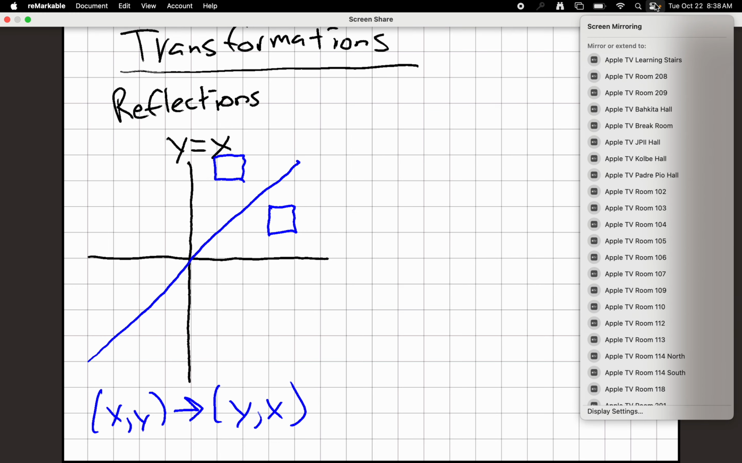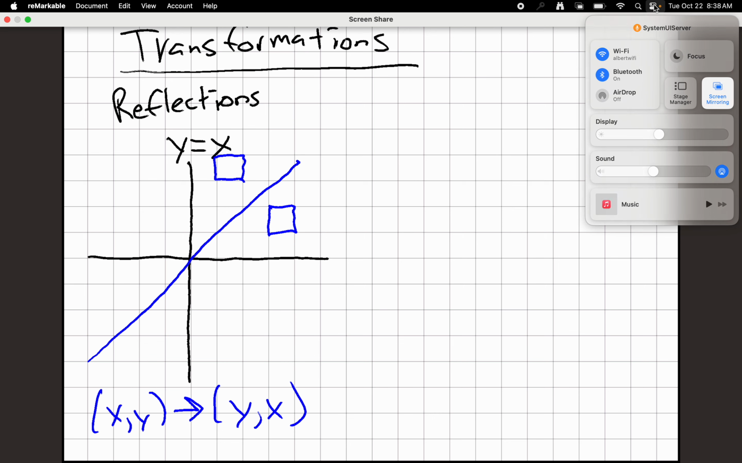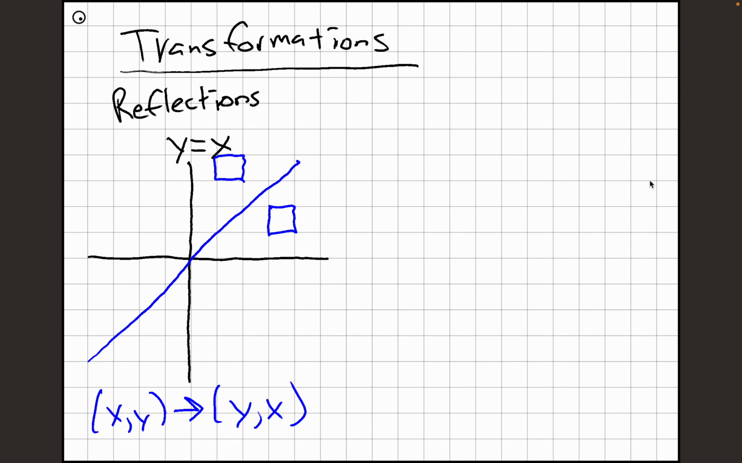Okay, this was when, ooh, perfect. There we go, it showed up. So as you can see, x, y becomes just y, x. Those numbers just flip.